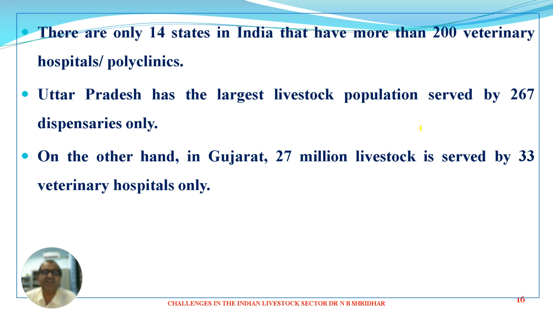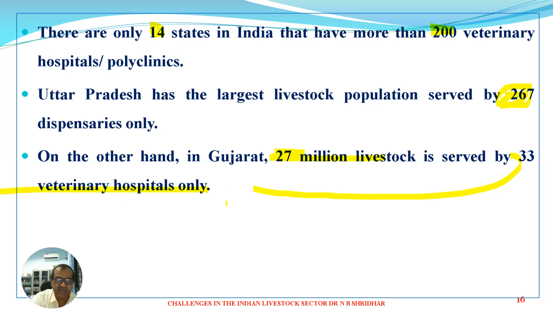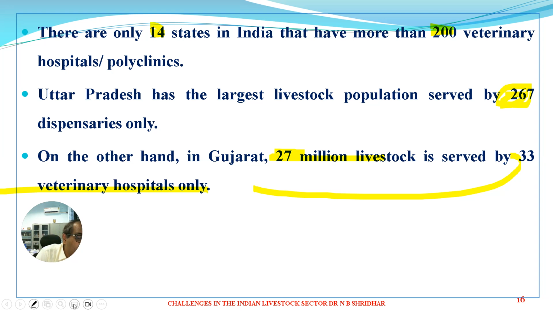There are only 14 states in India that have more than 200 veterinary hospitals or polyclinics, at least at the district level. Uttar Pradesh has the largest livestock population, served by only 267 dispensaries. That is a very low number, and many times quacks treat the animals without any graduates. On the other hand, in Gujarat, 27 million livestock are served by 33 veterinary hospitals only, though these are large veterinary hospitals where qualified graduates exist to a higher extent. So we need to check these types of systems.